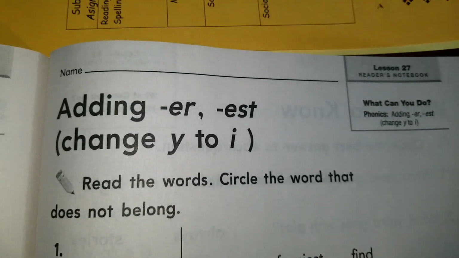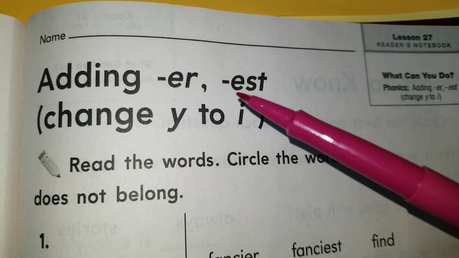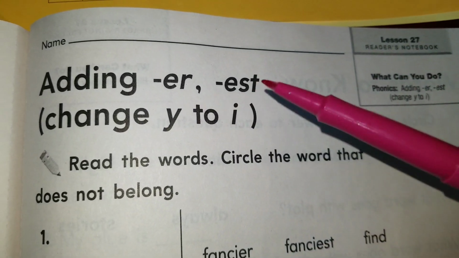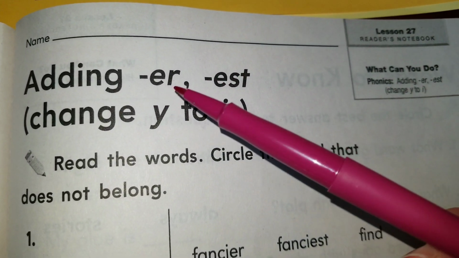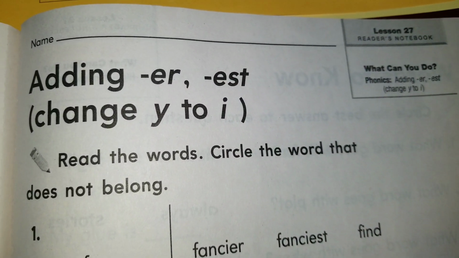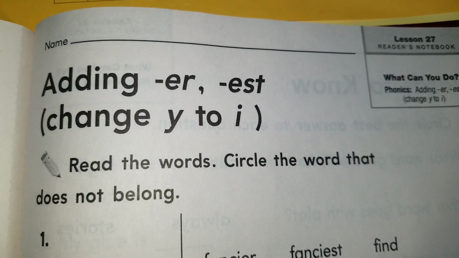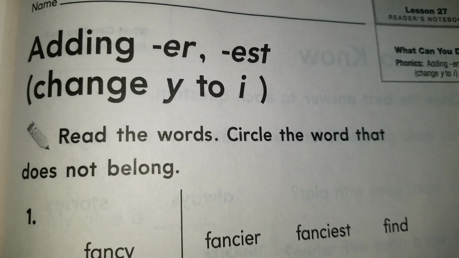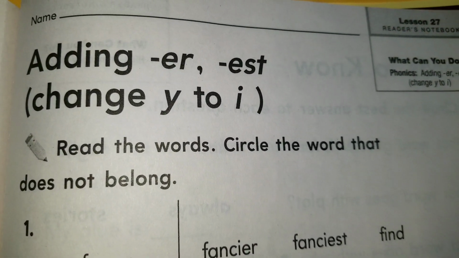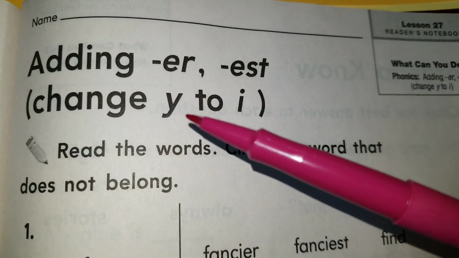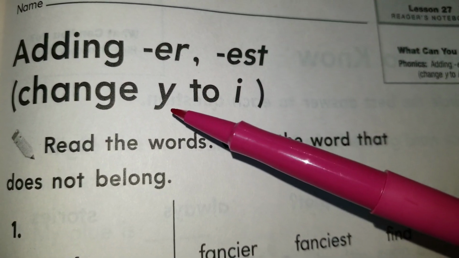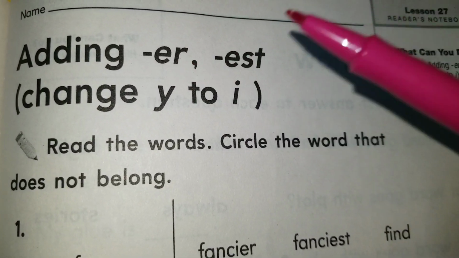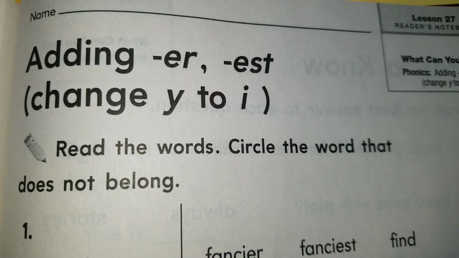Alright, boys and girls. So today we're going to be adding ER and EST at the end of adjectives. And we are going to do so because by adding ER and EST, we are going to use the adjectives to compare things, or to compare objects, or to compare different things. All right, but there's a problem. When the adjective ends in Y, we need to change that Y to I in order to add ER or EST. We're gonna see that now.